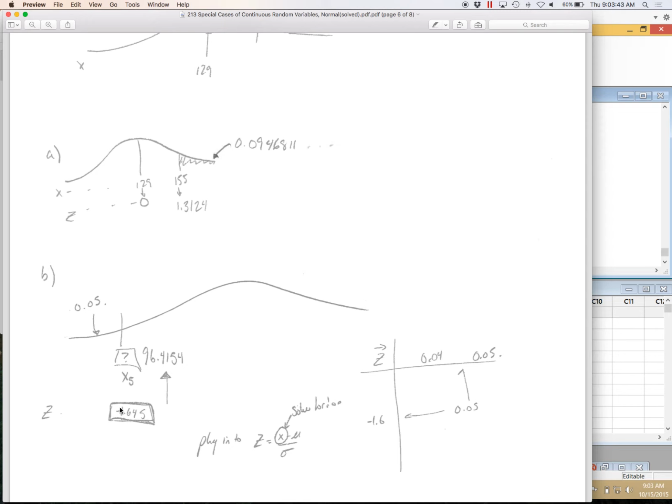What you can do then is solve for an x. This is the Z, so in this formula, we'll have this be the Z. We don't know what x is, we're trying to solve for this. We know what mu is, it is 129. We know what sigma is, it is 19.81. You can then rearrange this formula and solve for x. That is one way to do this.